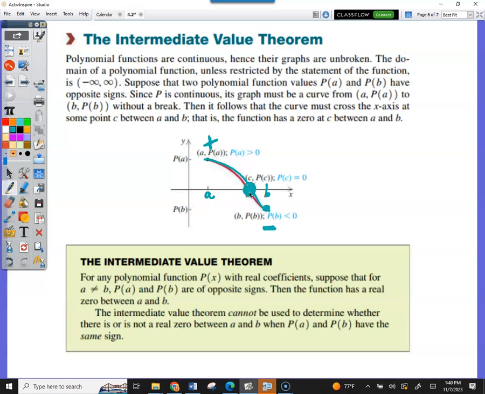Try it one more time. If I plug a number in and I get positive, it's above the axis. If I plug a number in and I get negative, it's below it. The curve, remember, polynomials are continuous. So it was above it, now it's below it. You've just crossed over the x-axis, which means now there's an x-intercept somewhere in between.